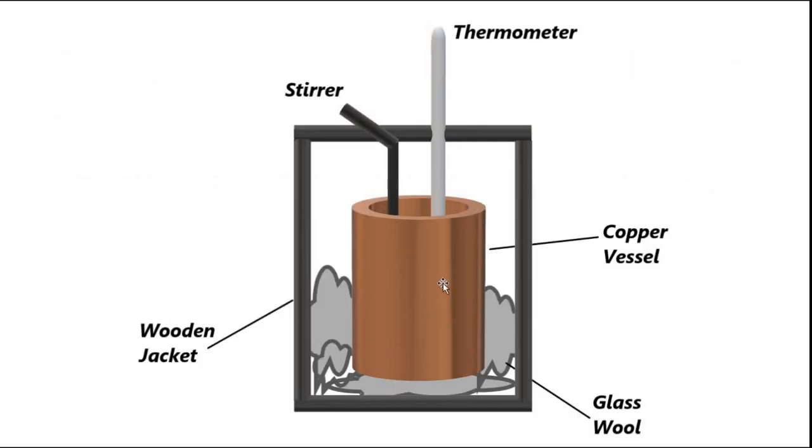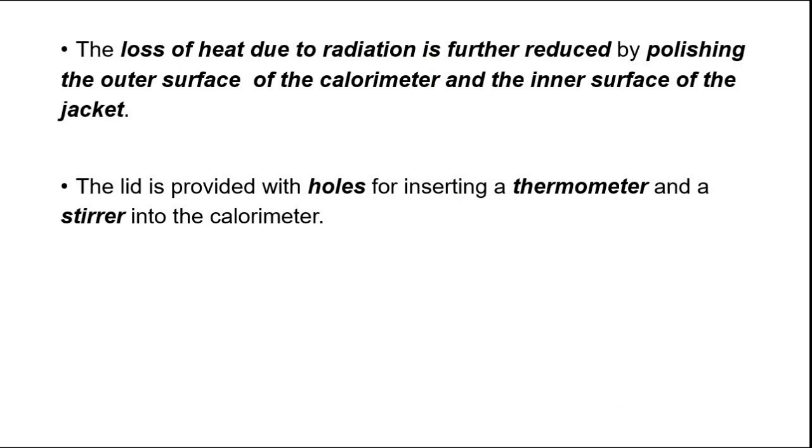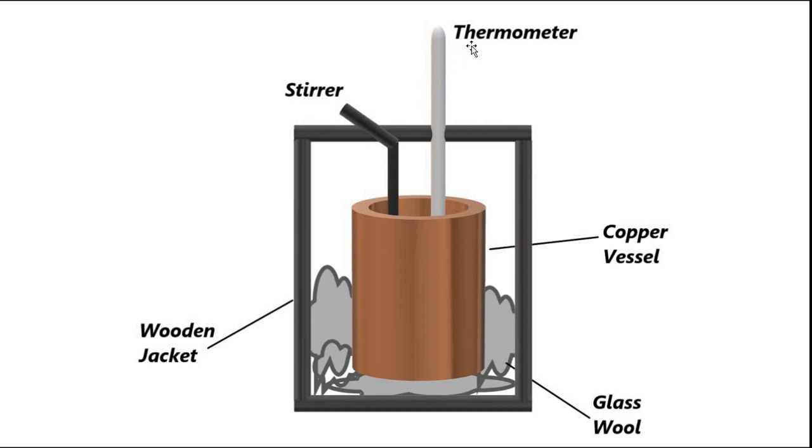This outer copper vessel and the inner surface of the jacket are polished to prevent any heat loss due to radiation. Then, to measure the temperature, we have a thermometer which is inserted into the copper vessel, which mainly contains water but can contain other substances also. In this case we are considering water as the cold object, and we have a stirrer.